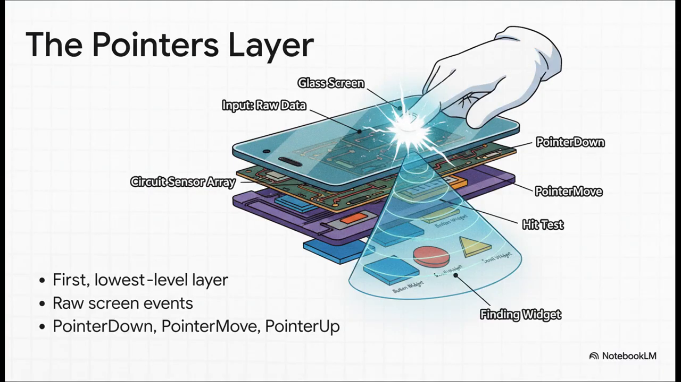Yeah, the best way to think of the pointers layer is as the raw nerve endings of your app. It's not thinking about taps or swipes or anything fancy yet. It's just feeling the raw physics. Okay, a pointer went down at these exact coordinates. Now it's moving. Now it's up. Its main job is to perform what's called a hit test. Basically, it just looks at those coordinates and asks the simple question, hey, what widget is sitting right here?